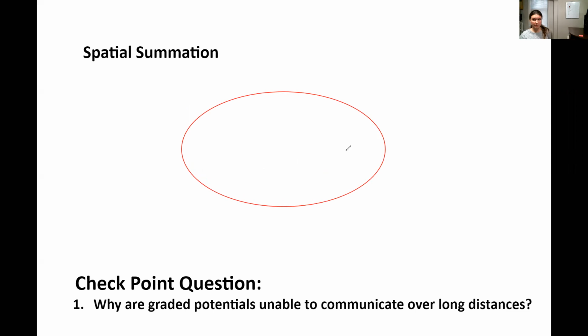So we have our same gradients acting as usual. We're starting at -70 millivolts. We have high sodium outside, high potassium inside. So if we have an excitatory stimulus come in here, right? At this point, let's say this changes our membrane potential by 10 millivolts.